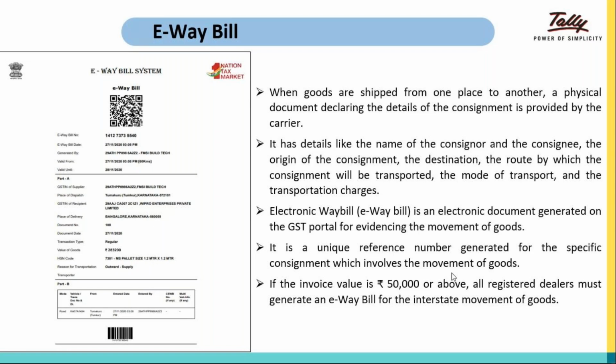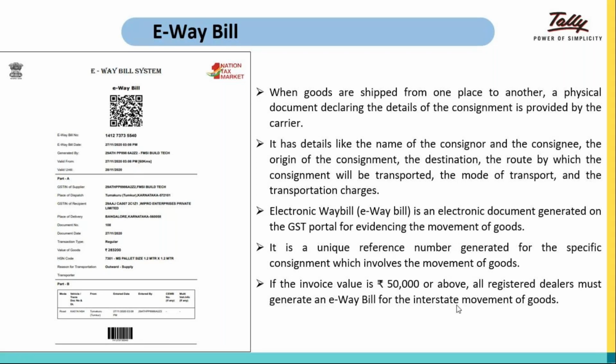So there is a limit. If the invoice value, okay, when I say invoice value, that means the value of the taxable goods that you're transporting, if that is more than 50,000 rupees in case of interstate. Interstate means if you're transporting from one state to another state. In that case, if the goods value is more than 50,000 rupees, it is mandatory to generate an e-way bill. If without generating the e-way bill the invoice value is more than 50,000, then that particular transportation will be considered illegal.